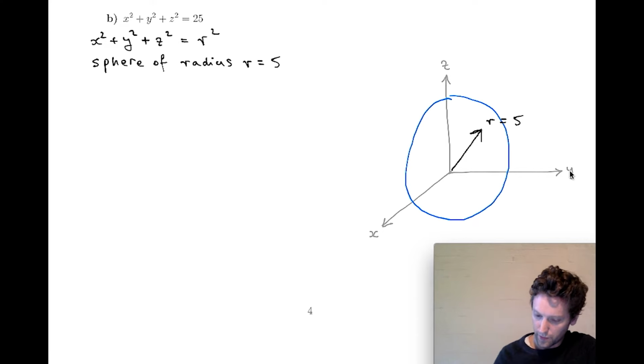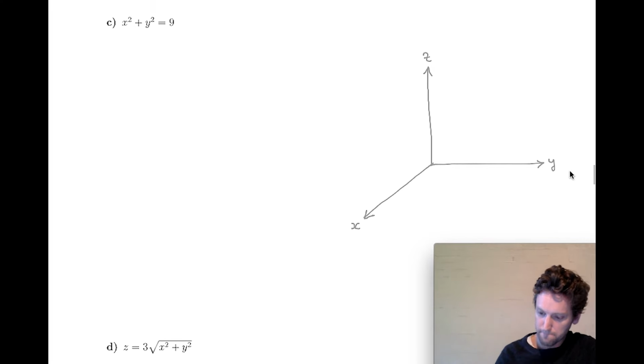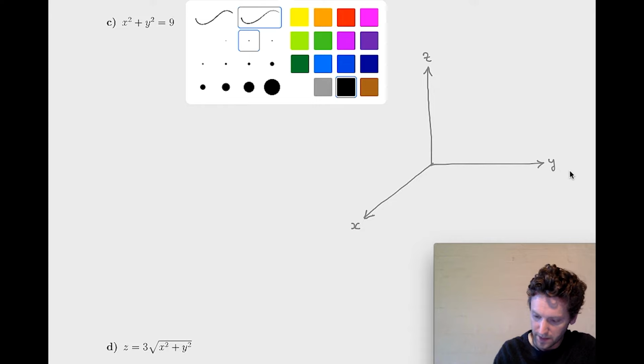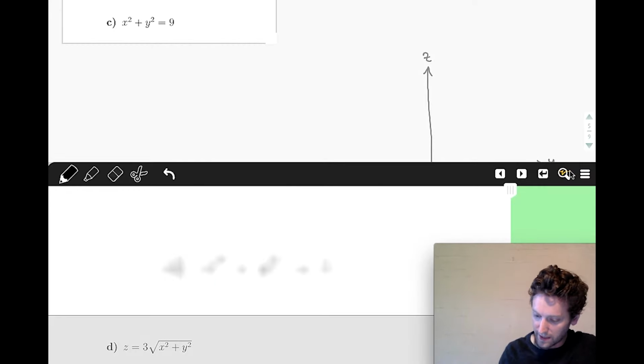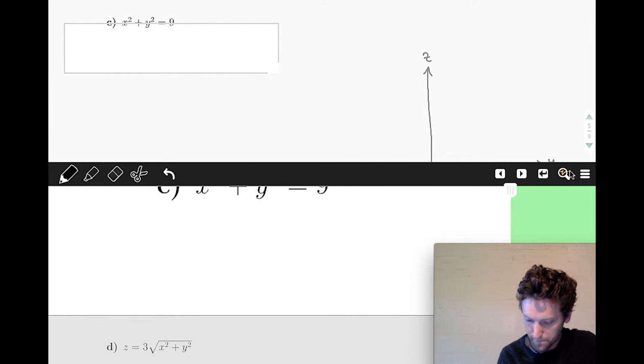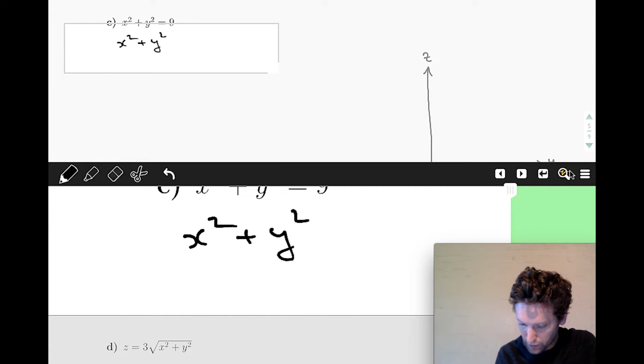All right, next example. Example C. We've got x squared plus y squared is equal to 9. And you notice that that looks like the equation for a circle. Indeed, it would be the equation for a circle if we were only dealing with 2 dimensions here. It would be the equation of a circle with radius r is equal to 3.